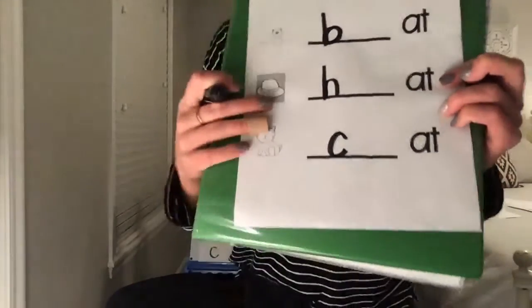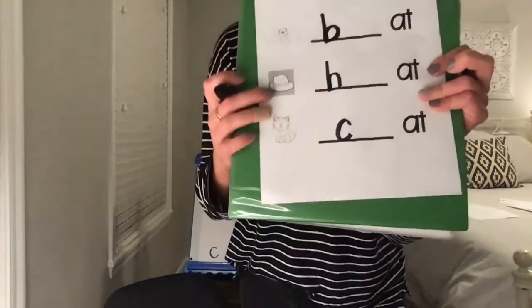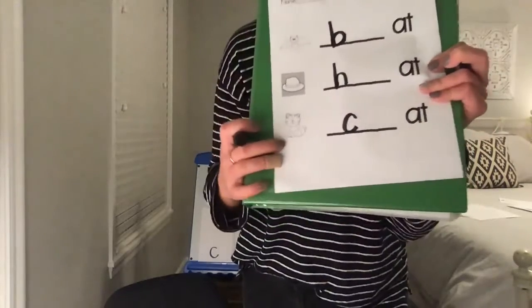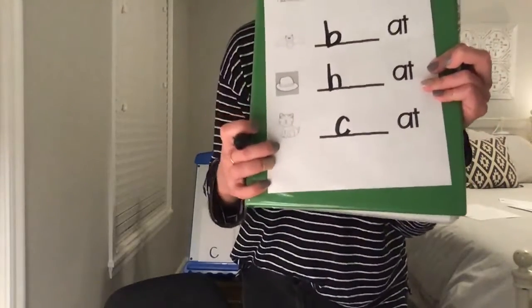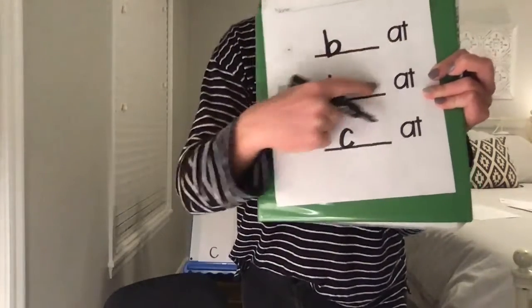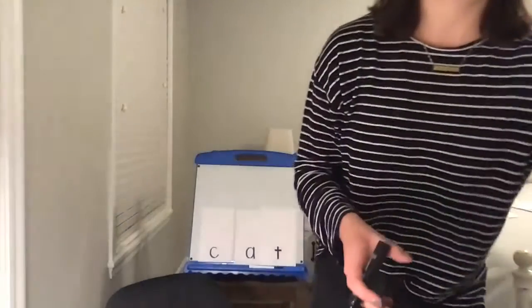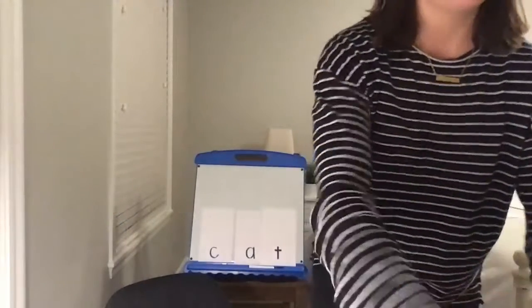So now we can read all the words on our list, and we know it matches the picture because we sounded each one out and we talked about how they are real words. So let's read those words together. We have bat, hat, cat. Very nice job. Give yourselves 2 thumbs up.